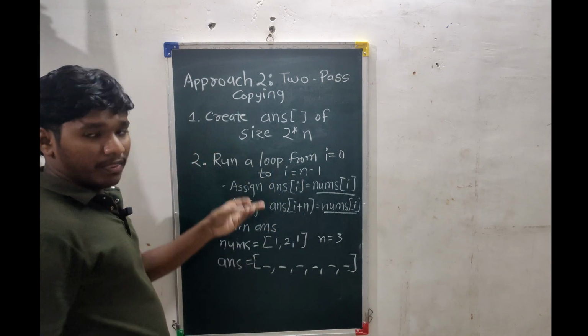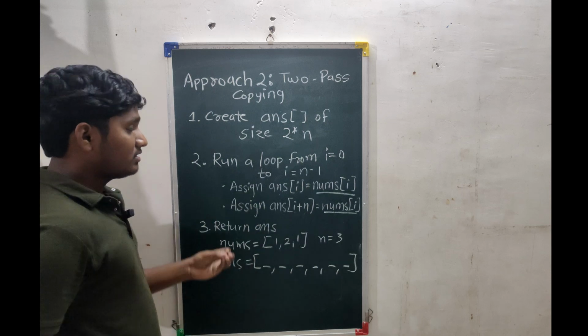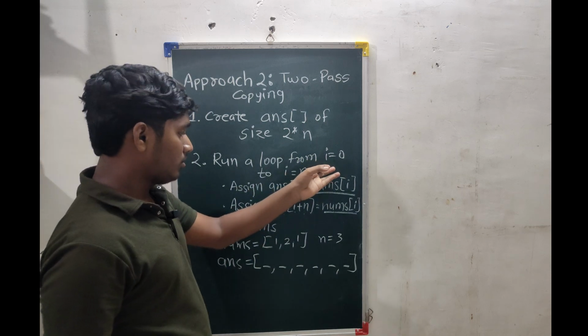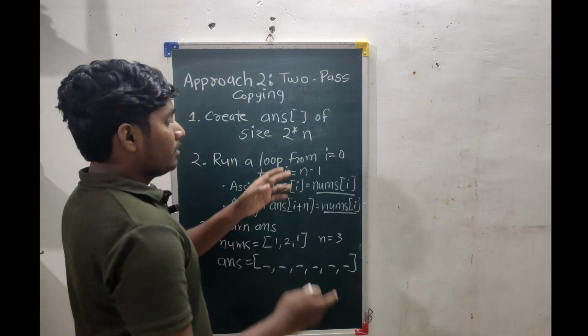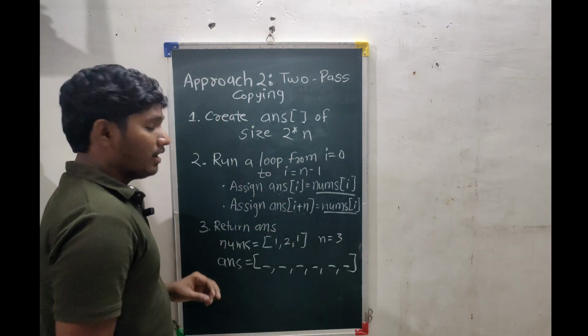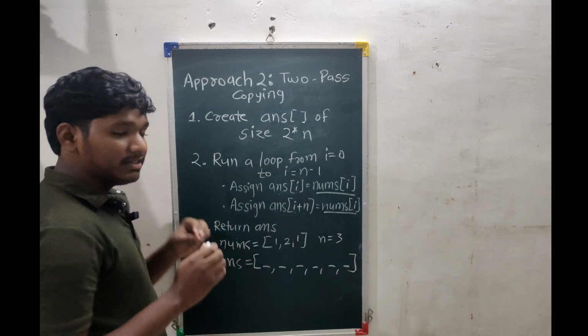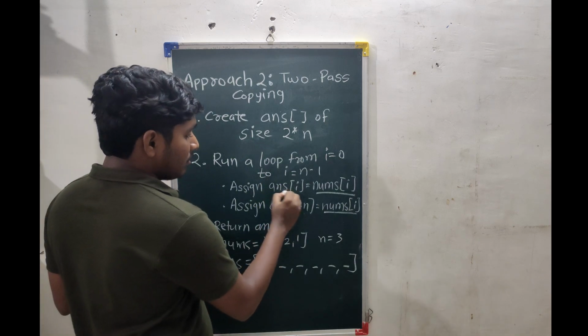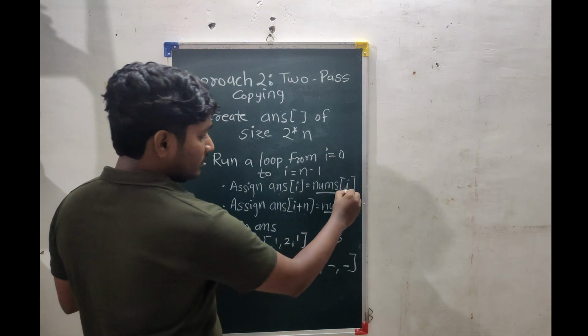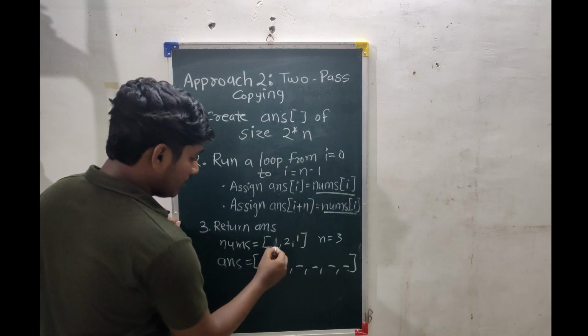And first step is done. In second step we have to run a loop from i is equal to 0 to i is equal to n minus 1. That means 0, 1 and 2, 3 times we run a loop. In the first iteration, answers of 0 is equal to nums of 0, and nums of 0 is 1.